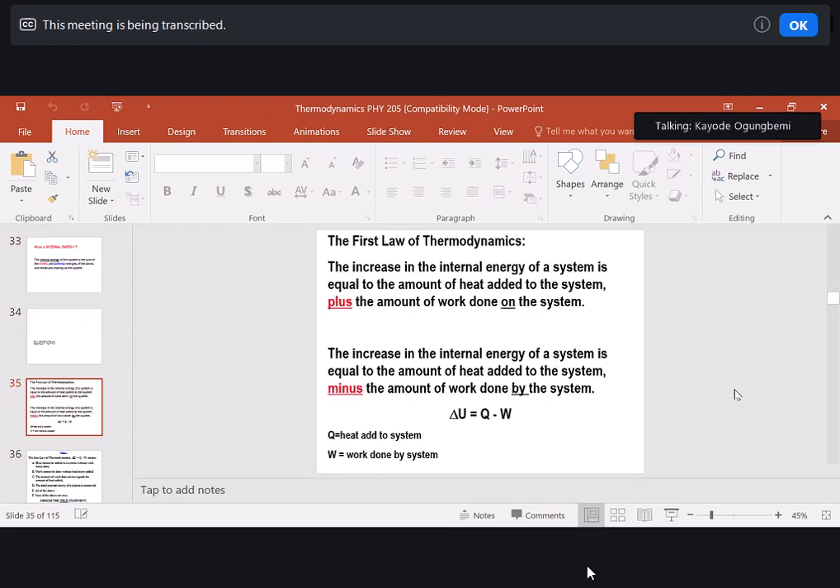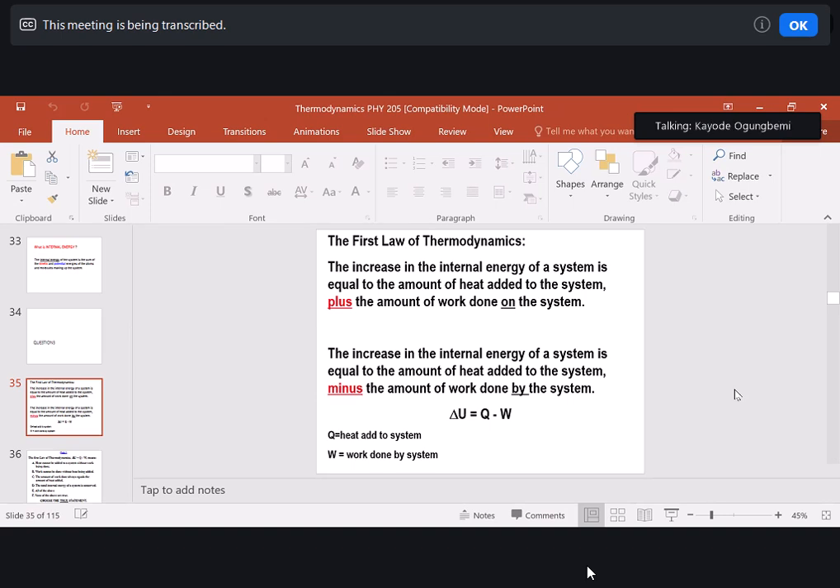Emphasis on the first law of thermodynamics. The increase in the internal energy of a system is equal to the amount of heat added to the system plus the amount of work done on the system. Another way to state that law. The first law states that the increase in the internal energy of a system is equal to the amount of heat added to the system plus the amount of work done on the system. That is the summary of what I've been saying so far.